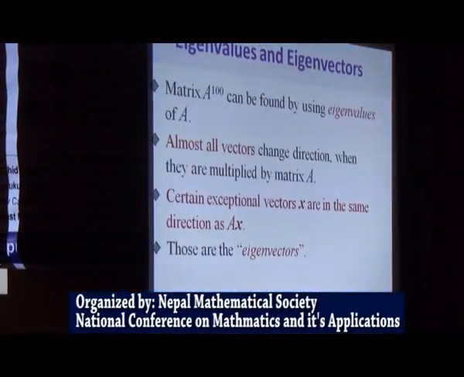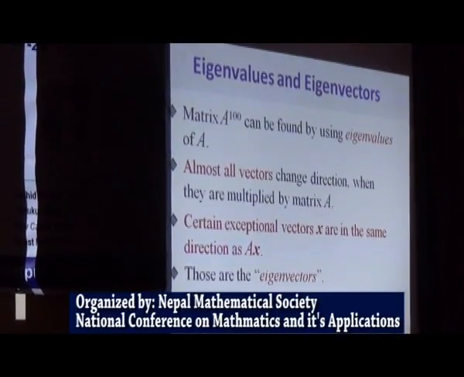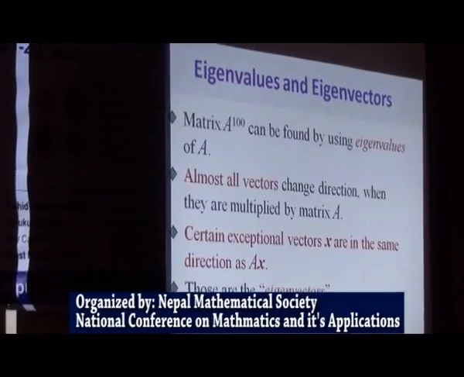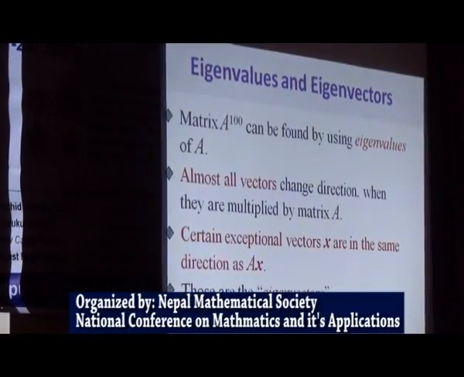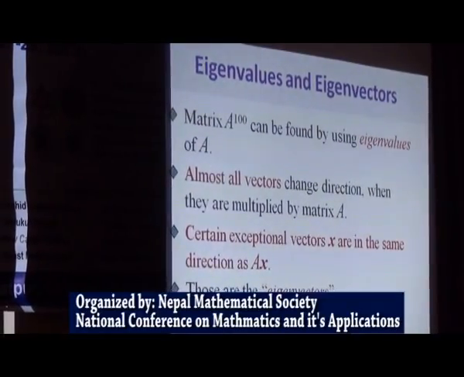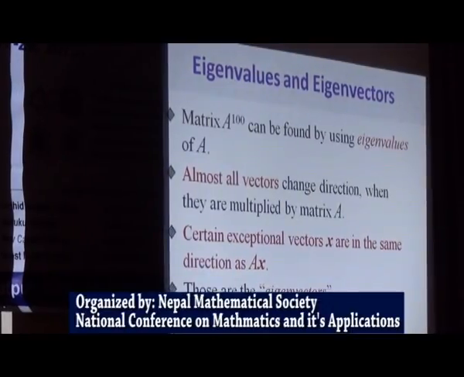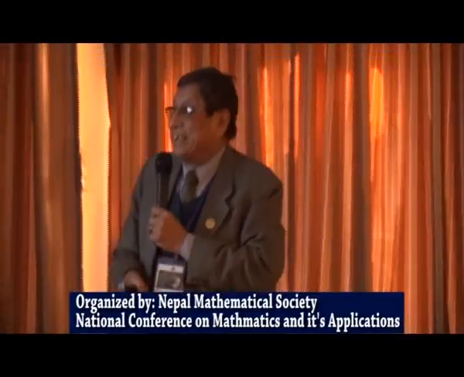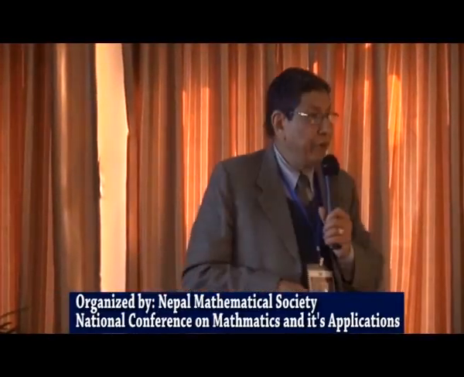Now, if you use eigenvalues and eigenvectors, our life will become easier. That's why I start from here. A to the power 100 can be found by using the eigenvalues of A. Almost all vectors change direction when you multiply by matrix A. Certain special vectors are known as eigenvectors.